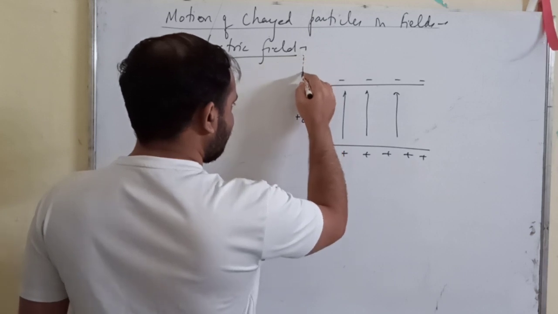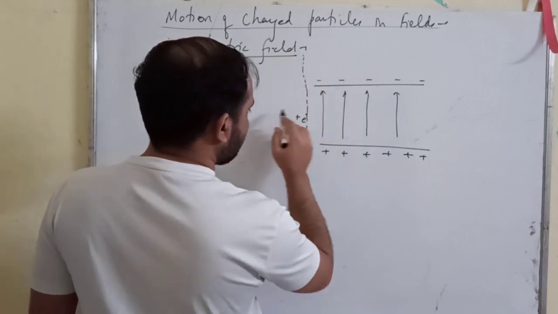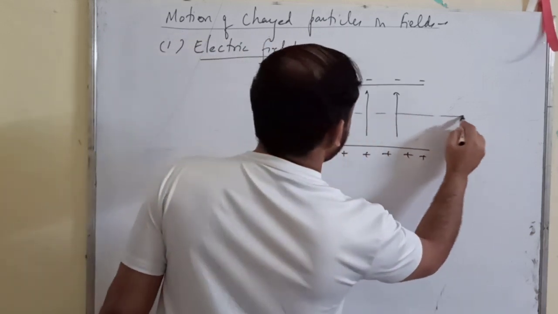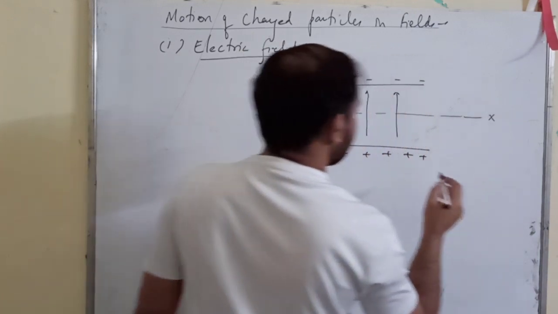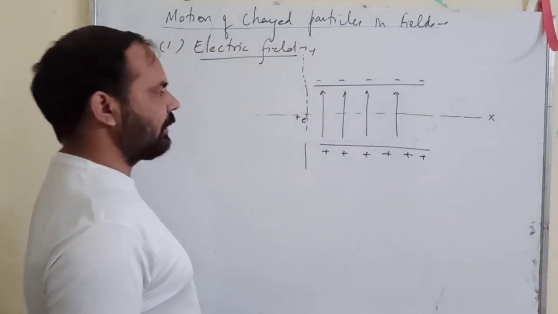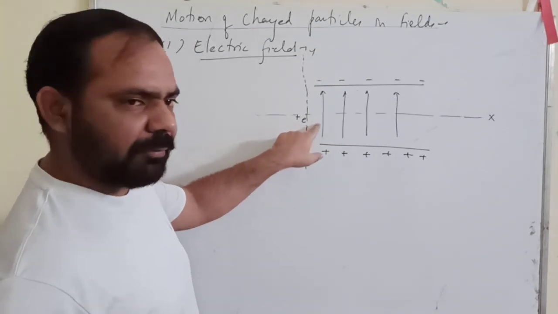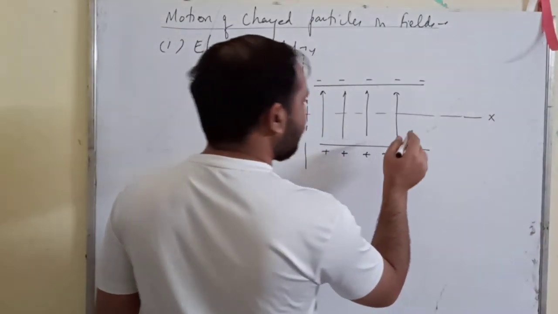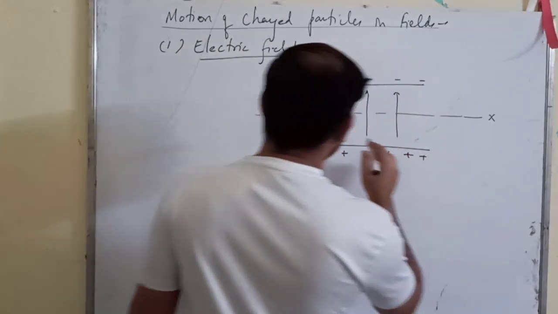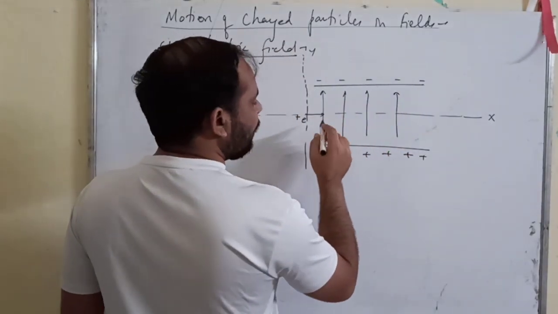Suppose this is the axis. Let us suppose that this is the x-axis, this is the y-axis. The charged particle enters this electric field with some velocity v, like this. So what will happen?